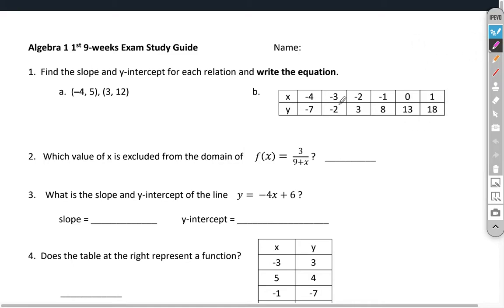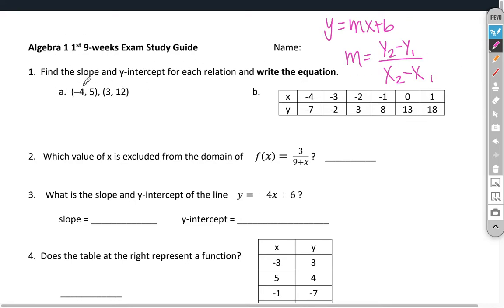Alright, so the first thing it asks us is to find the slope and y-intercept for each relation and write the equation. The two formulas that you need to have memorized, please do whatever you have to do to remember these formulas. Our slope-intercept form is y equals mx plus b, and our slope formula is m equals y2 minus y1 over x2 minus x1, all right? And hopefully you remember that m is slope and b is our y-intercept, the y value of the y-intercept.